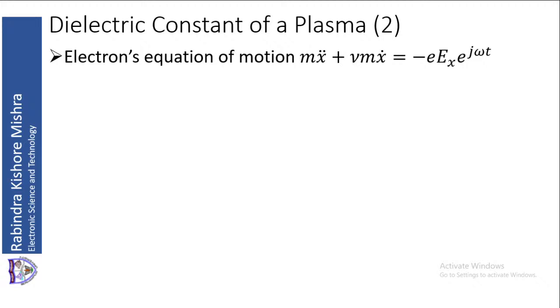So then the total force is equal to minus e into Ex into exponential j omega t. From where do we get this? This comes from Coulomb's law. As you know, from Coulomb's law, F is equal to Q into E. Now Q here is the charge. Charge is minus e, the charge of the electron, since we are considering the motion of the electron. Therefore, Q is minus e.